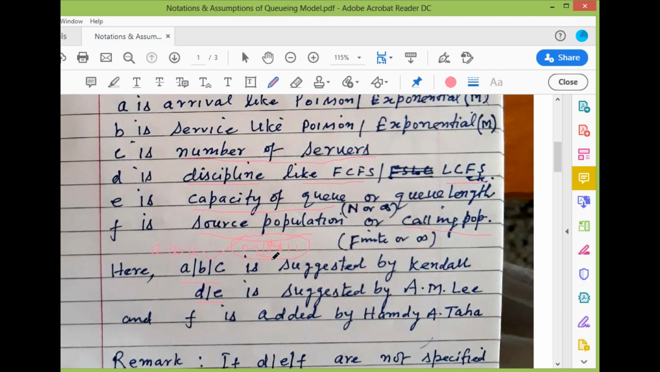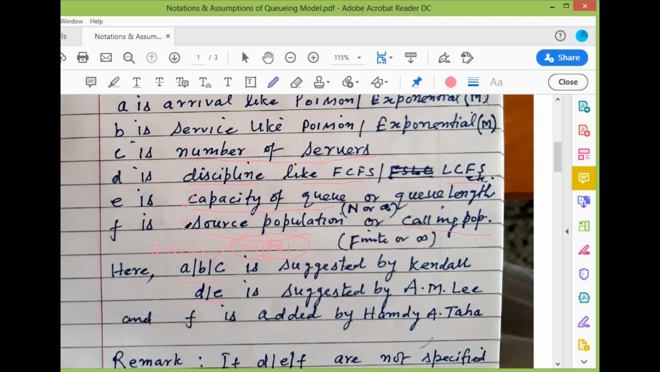But later A. M. Lee suggested, no, this is not sufficient. This representation or notation is insufficient. It must be extended by adding some more notations. Therefore, he added the notation D and E. D means the discipline. E means the capacity of the queue size. But he was silent about the source. He did not discuss the source population or calling population.